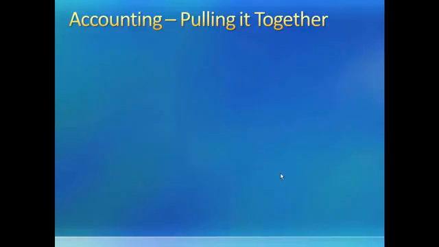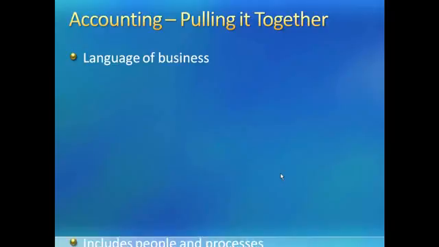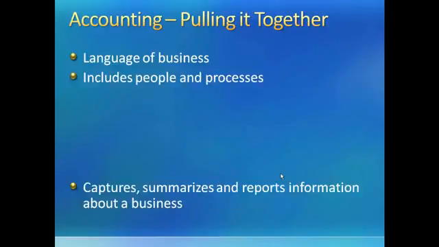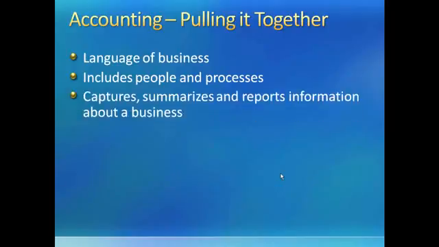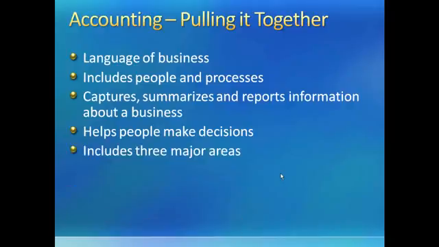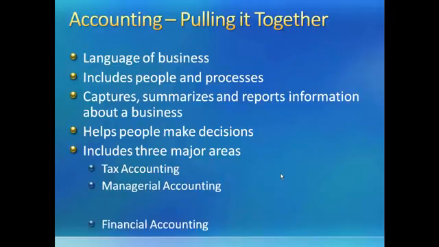So now let's review. What have we covered? First of all, we've defined accounting as the language of business. It includes the people and processes that capture, summarize, and report information about a business. That information is designed to help people make decisions. There are three main types of accounting. These three types of accounting are tax, managerial, and lastly, financial accounting.